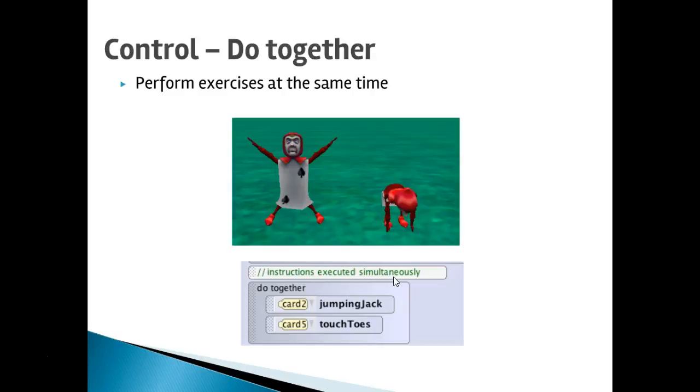And then you want your cards to do their actions simultaneously or at the same time. And you can see the do together here is that the instructions are going simultaneously, jumping jacks and touching toes. You want to have the jumping jacks or touching toes happen several times, so not just once, but multiple times within your program.